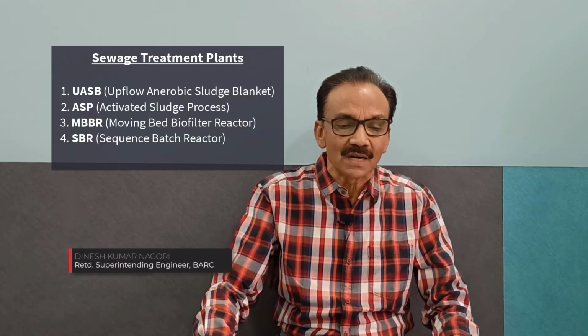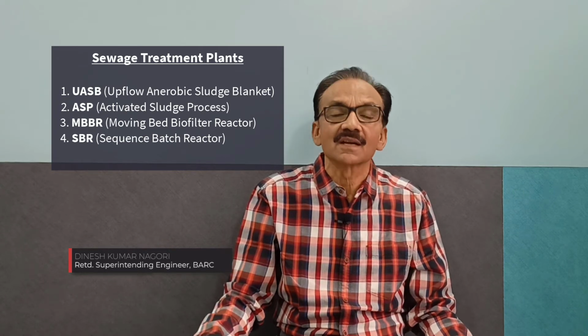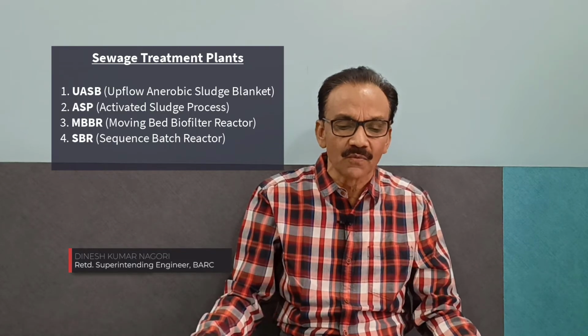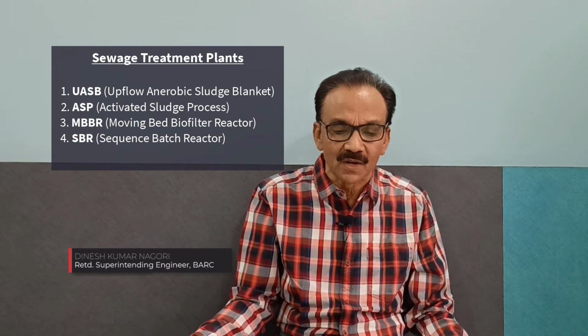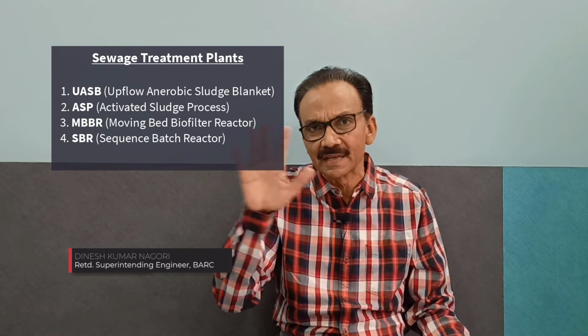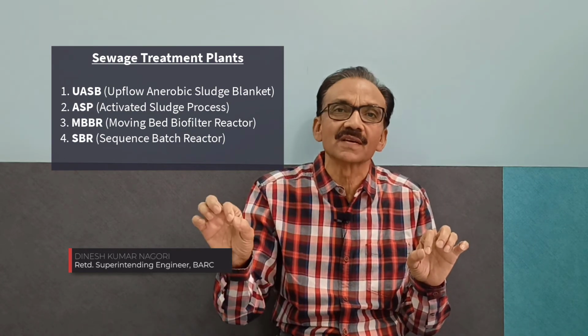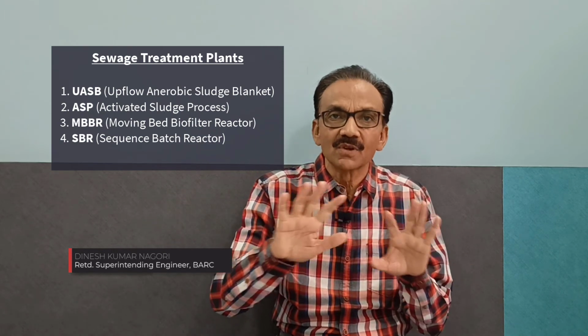There are many types of these sewage treatment plants. One is UASB, the upflow anaerobic sludge blanket system. Then another is the activated sludge process. Then MBBR, moving bed biofilm reactor. Then the sequencing batch reactor. Then the integrated fixed film activated sludge process. Many names are there, but the basic fundamental technology is the same. We have to treat the sewage either with the help of aerobic bacteria or anaerobic bacteria, and we have to digest the sludge. That is the whole thing. So this is all about the treatment of sewage.